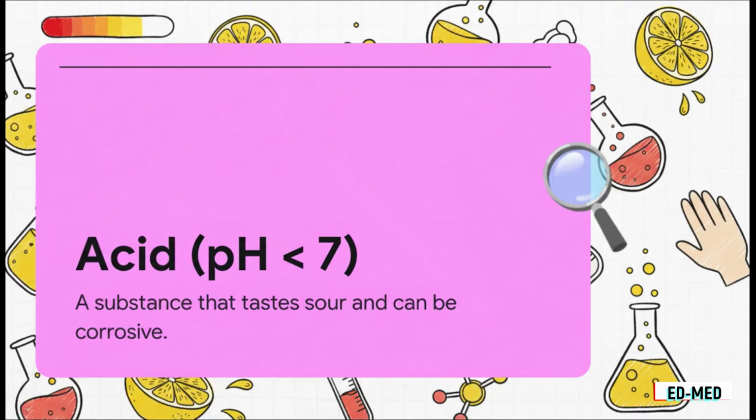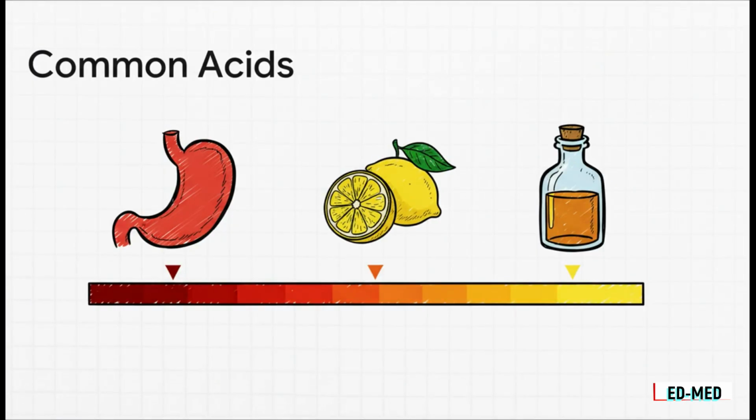All right, so on the low end of the scale, everything from 0 up to 6, that's acid territory. These are the things we usually think of as having a sharp, sour taste. And as a lot of us know, the stronger acids can be pretty corrosive. And you definitely don't have to go to a chemistry lab to find these things.